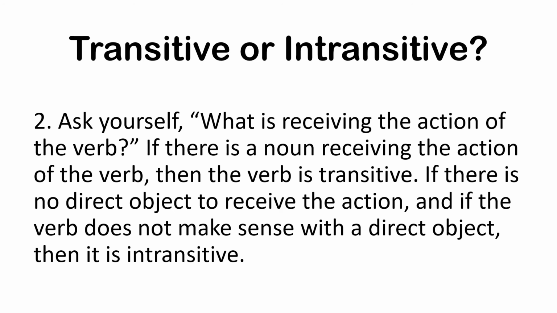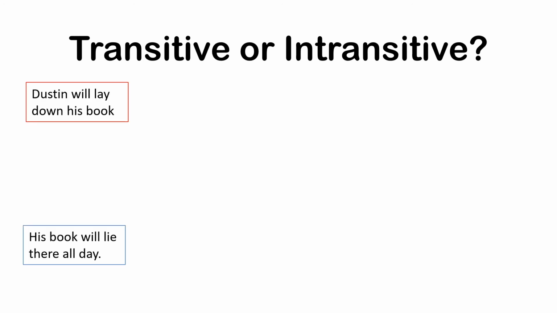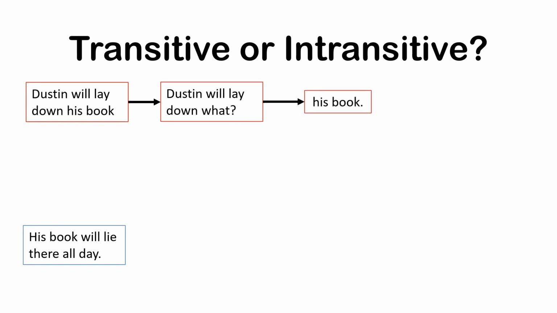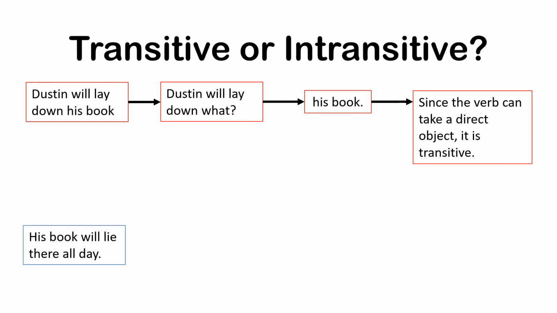transitive. If there is no direct object to receive the action, and if the verb does not make sense with the direct object, then it is intransitive. Dustin will lay down his book. Dustin will lay down what? His book. Since the verb can take a direct object, it is transitive.